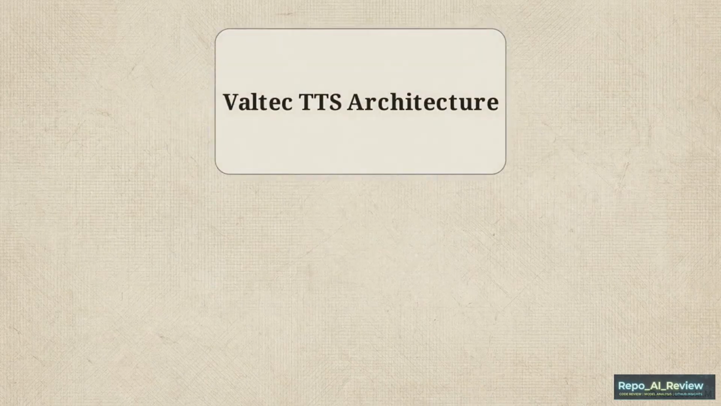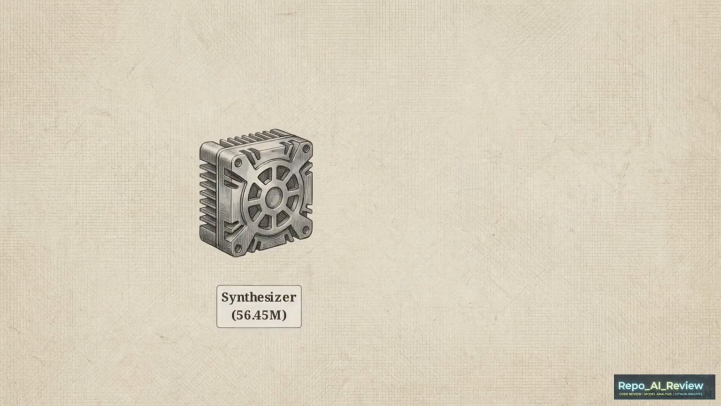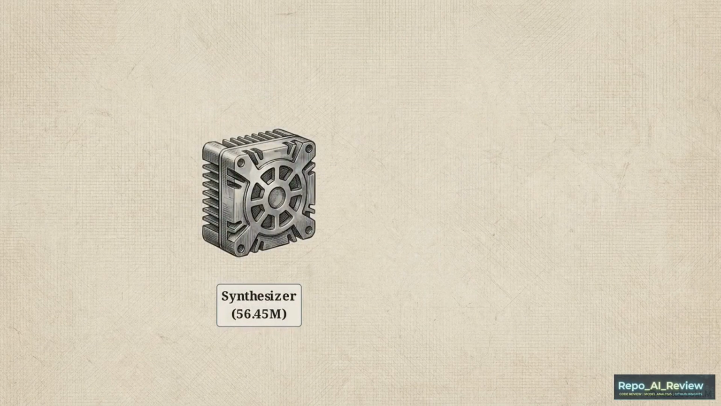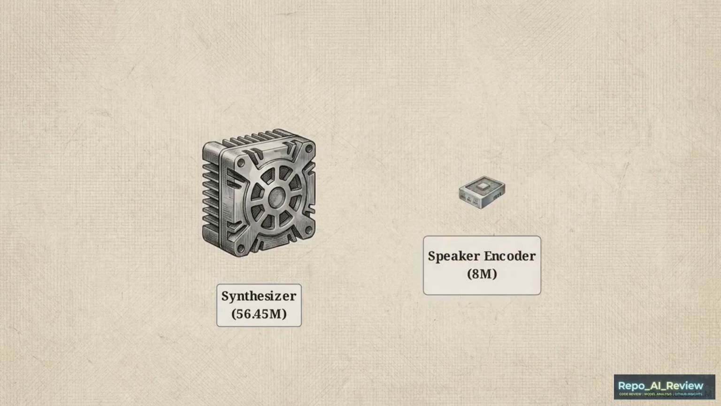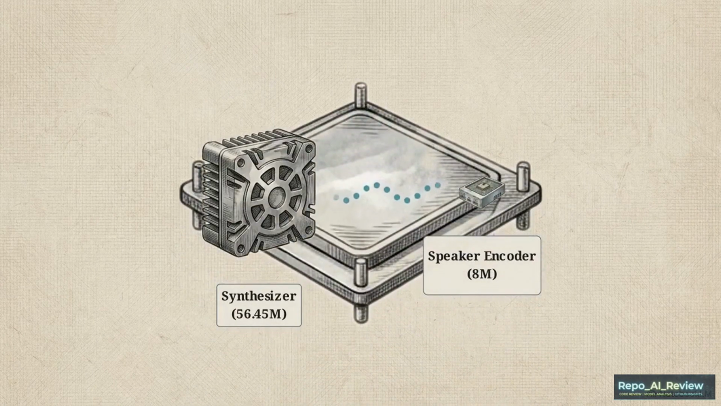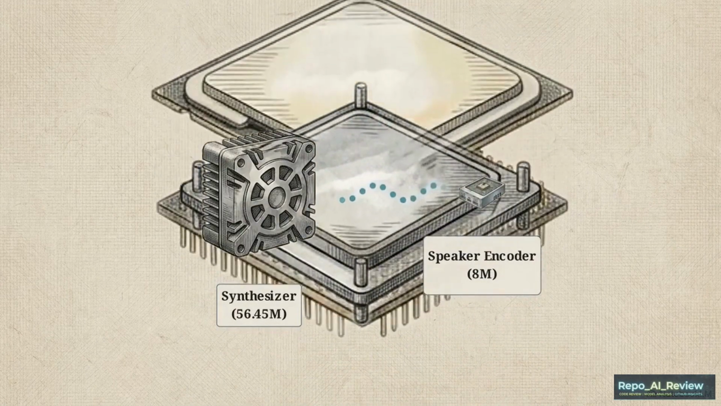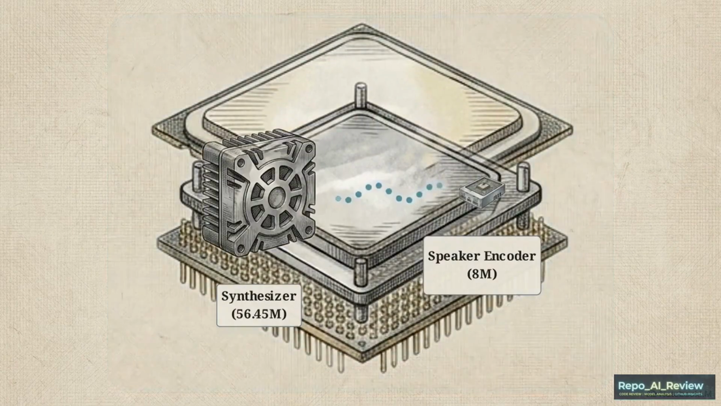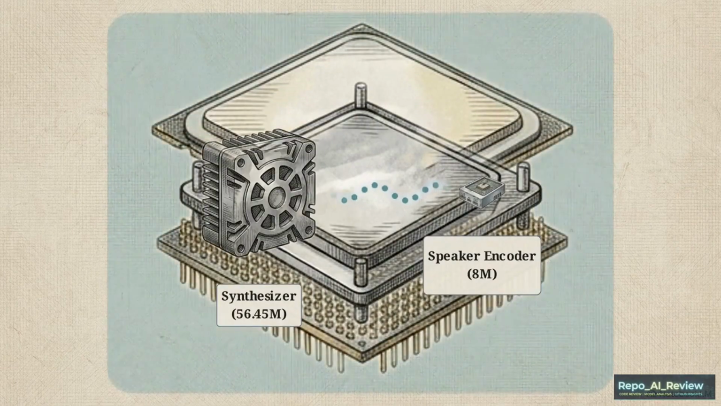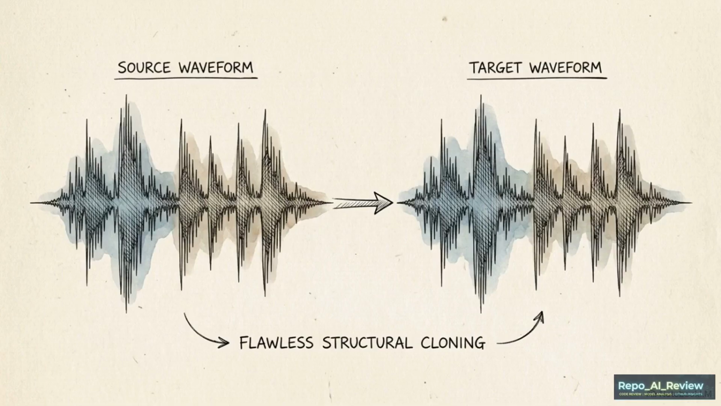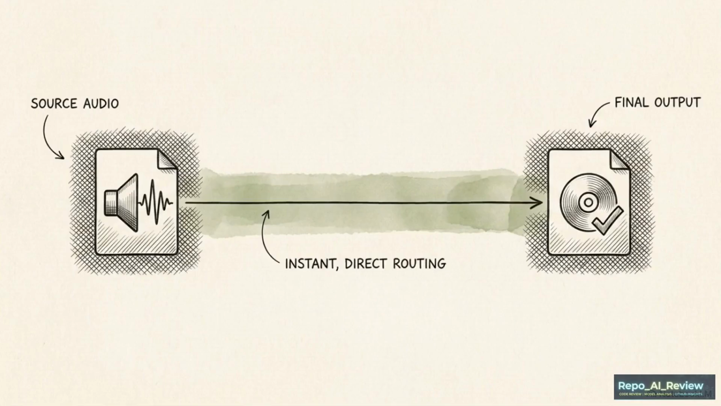This breakdown shows a modular design. The workhorse is a 56.45 million parameter synthesizer responsible for voice generation. A specialized 8 million parameter speaker encoder extracts the vocal identity. Separating these specific tasks allows a standard CPU to run the entire inference process without bottlenecks. That exact architectural division is what enables zero-shot cloning. The model requires absolutely no training time or fine-tuning to map a target voice.